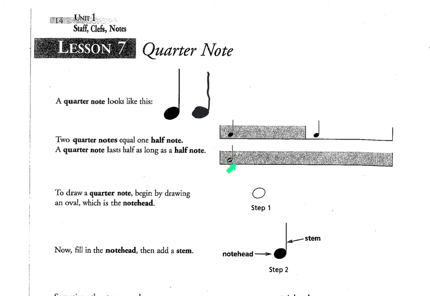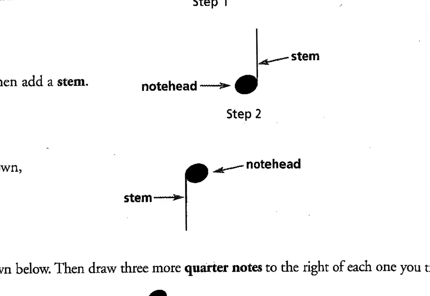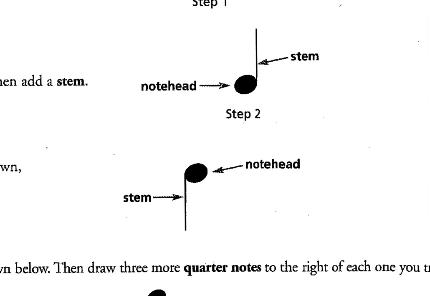So 2 quarters make a half. Maybe that helps you in your brain. That's kind of the way that I think of it. Now, just like the half note, stems are the same. If I'm going to do a stem pointing up, it has to be on the right side pointing up. But if I'm going to do a pointing down, it has to be on the left side, okay?